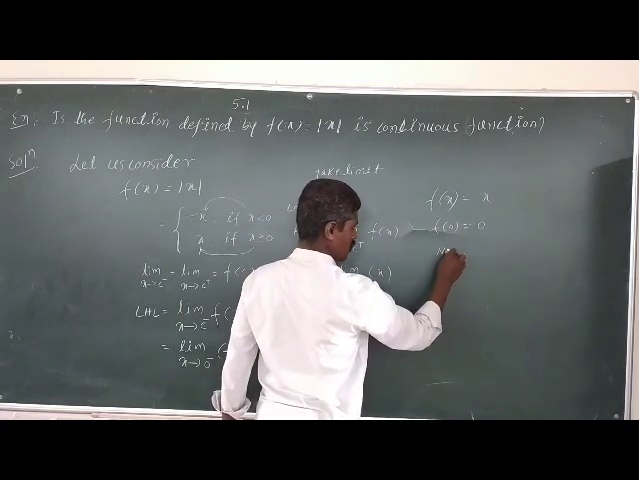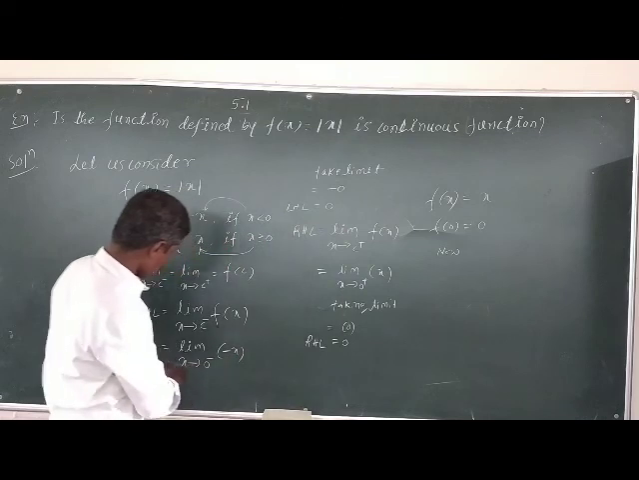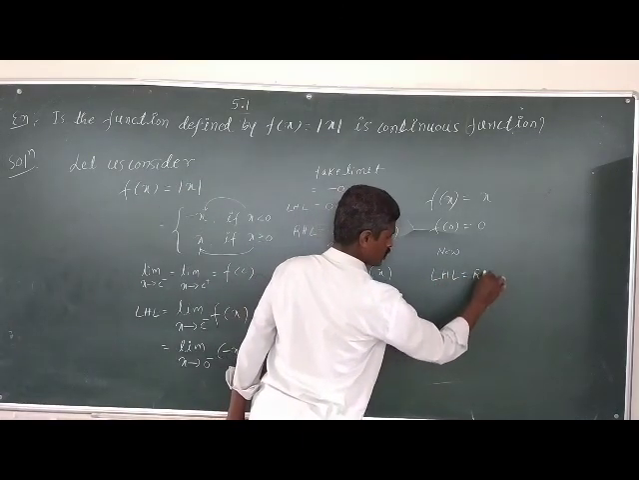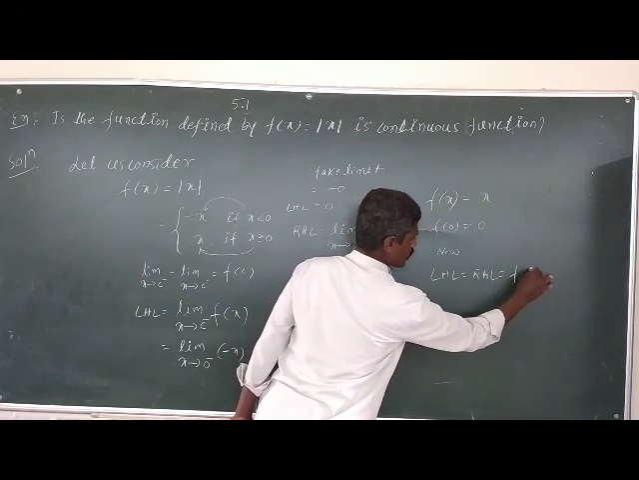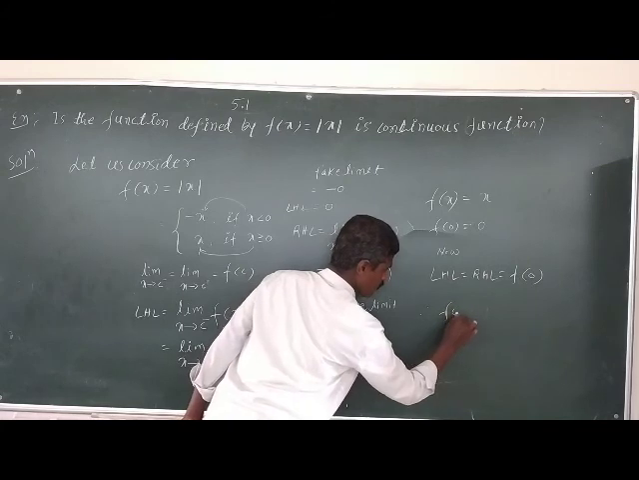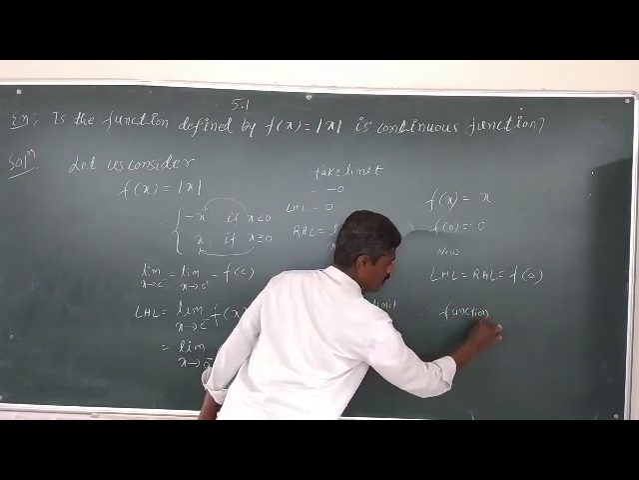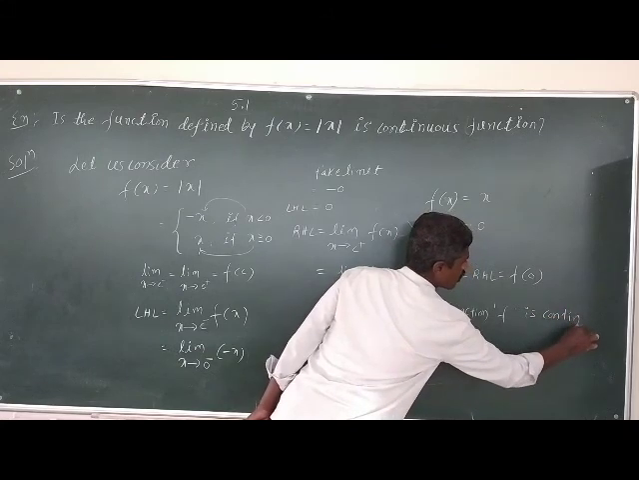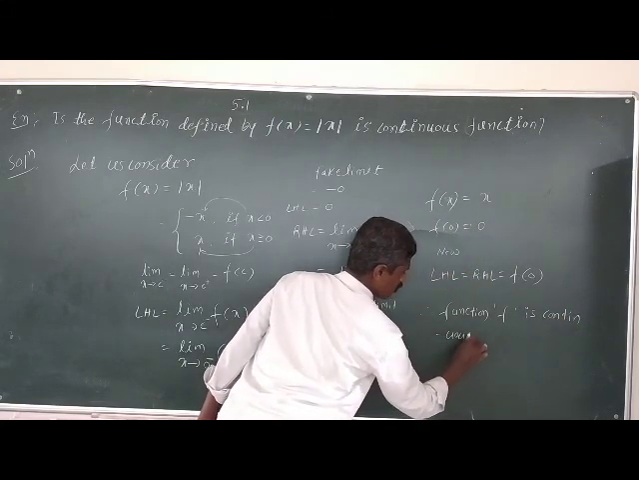Now we have LHL is equal to RHL is equal to f of 0. So the function f is a continuous function.